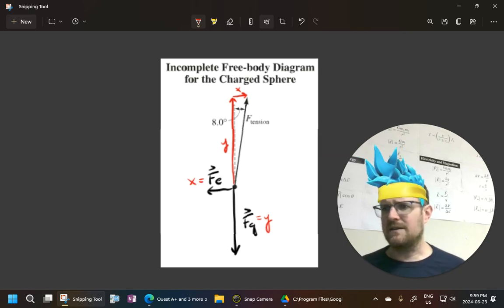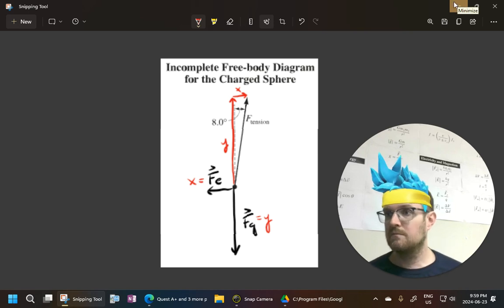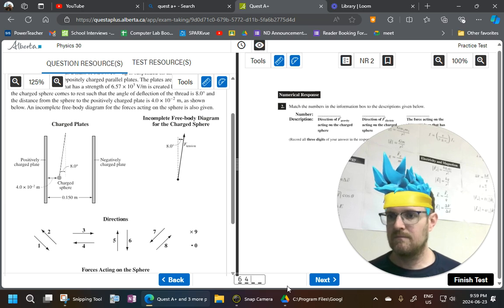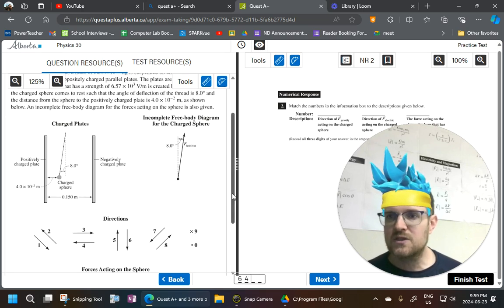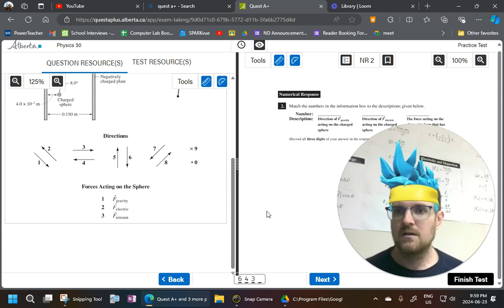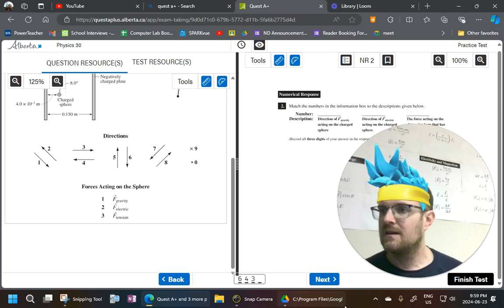So this is the hypotenuse, and the hypotenuse is the longest side of the triangle. So I don't have to do any math, right? I just know that's going to be the biggest force. So I'm just going to put down here the biggest force, which is tension. So number 3. All right. Well, that's kind of fun because there's two 3s now. Next.